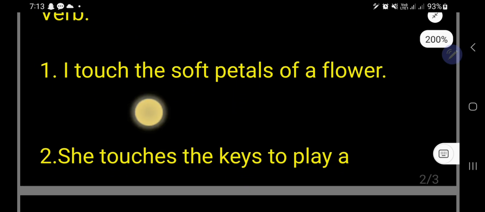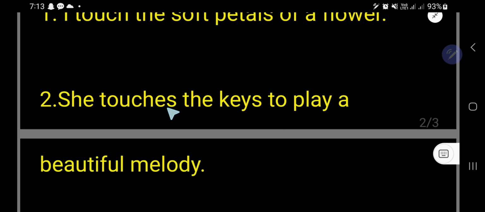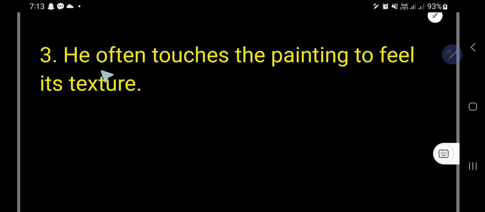Here are the examples where the word touch is used as a verb. I touch the soft petals of a flower. She touches the keys to play a beautiful melody. He often touches the painting to feel its structure.